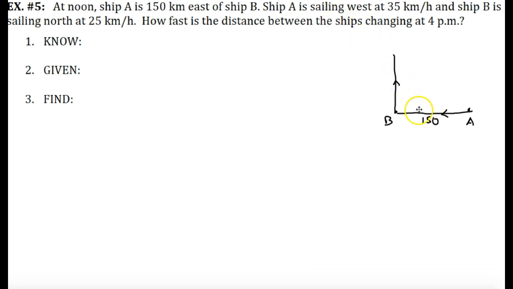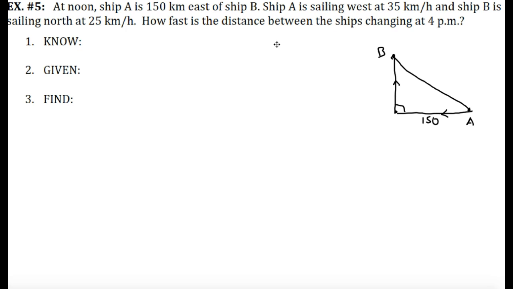Ship A is sailing at 35 kilometers an hour, and ship B is sailing north at 25 kilometers per hour. We want to figure out how fast the distance between the ships is changing at 4 p.m. So the distance between the ships, ship B is going to end up here. I'm going to erase that label of B down here since ship B has now gone up here. That distance between the ships is going to be this diagonal distance, the hypotenuse of my right triangle.